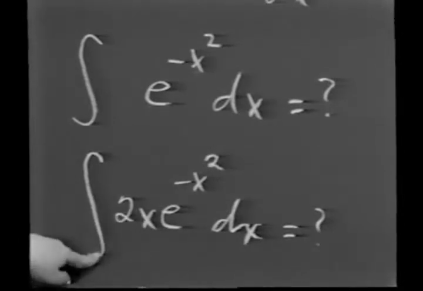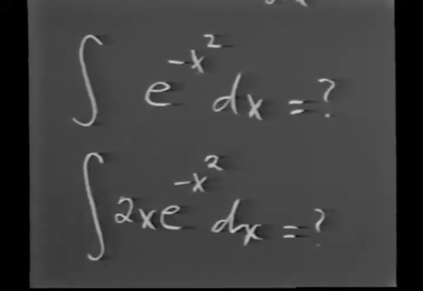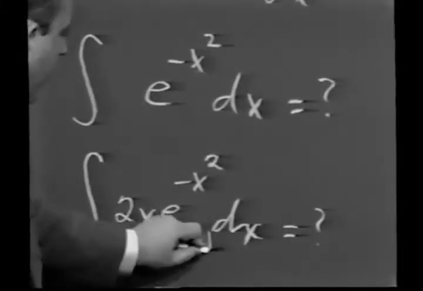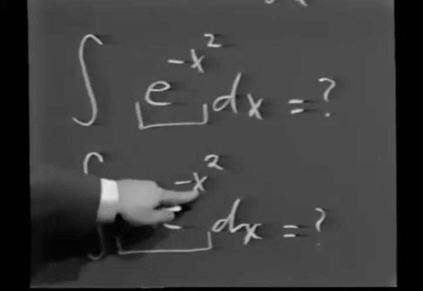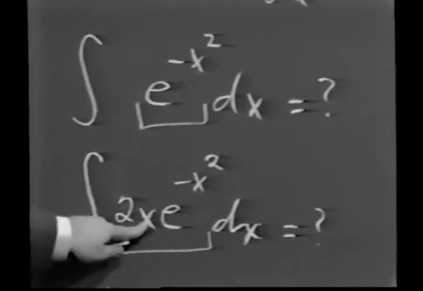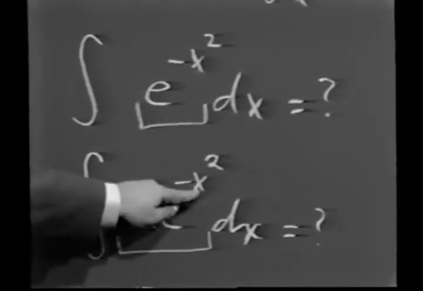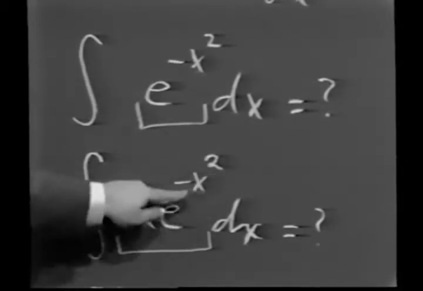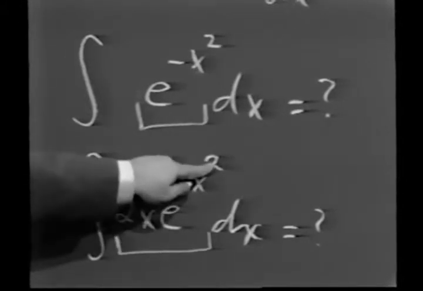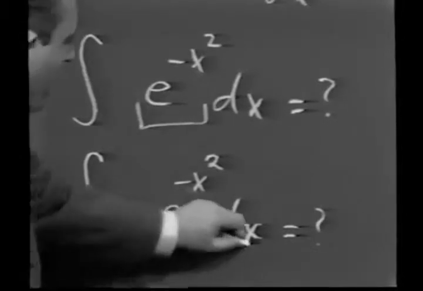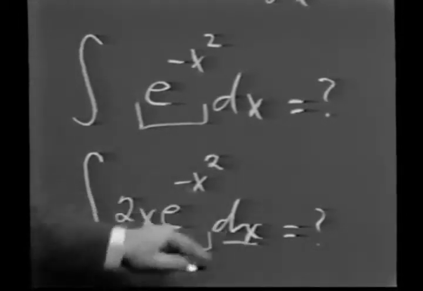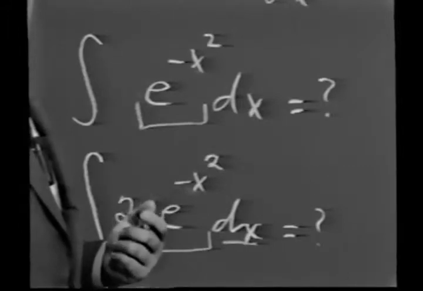Now let's look at this one instead. Let's look at the integral of 2x e to the minus x squared dx. To the untrained eye, it would appear that this is even messier than this. In other words, this is just e to the minus x squared. This one has e to the minus x squared with a 2x dangling in front of it, and that looks even tougher. But notice that if we look at our exponent, minus x squared, the differential of minus x squared is what? It's minus 2x dx. In other words, the 2x dx is precisely what you need to reduce this to the form integral e to the u du.